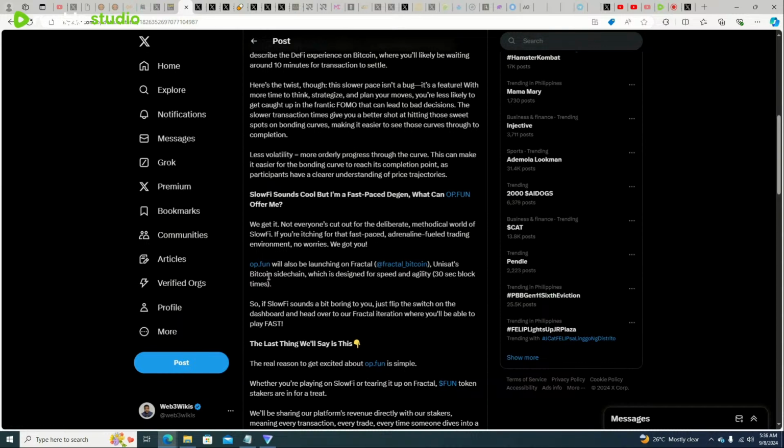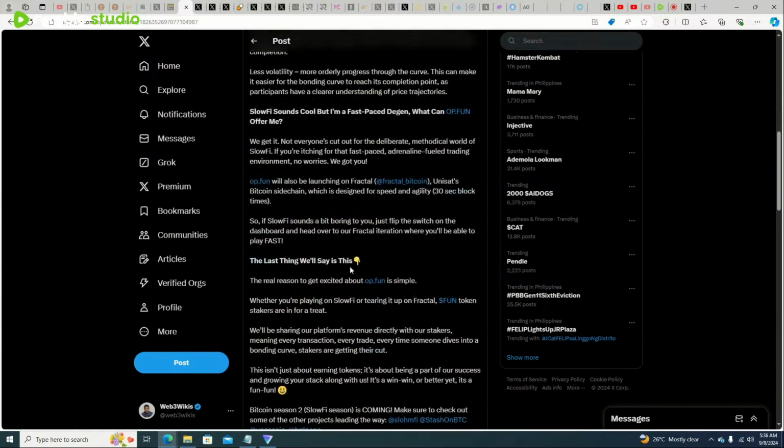Oh, so Fractal Bitcoin is actually a Unisat project. I didn't even know. So Fractal Bitcoin is Unisat's Bitcoin sidechain, which is designed for speed and agility, with 30 second block times. So if SlowFi sounds a bit boring to you, just flip the switch on the dashboard and head over to our Fractal iteration, where you'll be able to play fast.